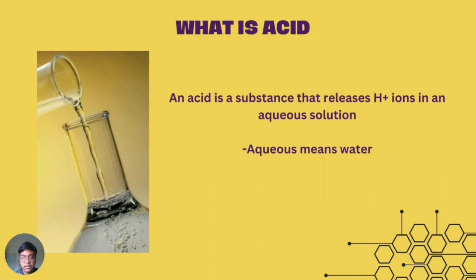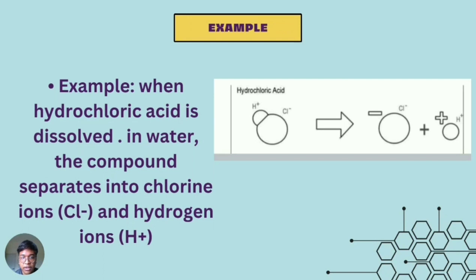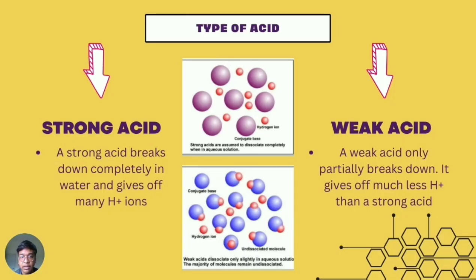What is acid? An acid is a substance that releases H+ ions in an aqueous solution. Aqueous means water. Example, when hydrochloric acid is dissolved in water, the compound separates into chloride ion, Cl-, and hydrogen ion, H+. There are two types of acid. The first one is strong acid and the second one is weak acid.